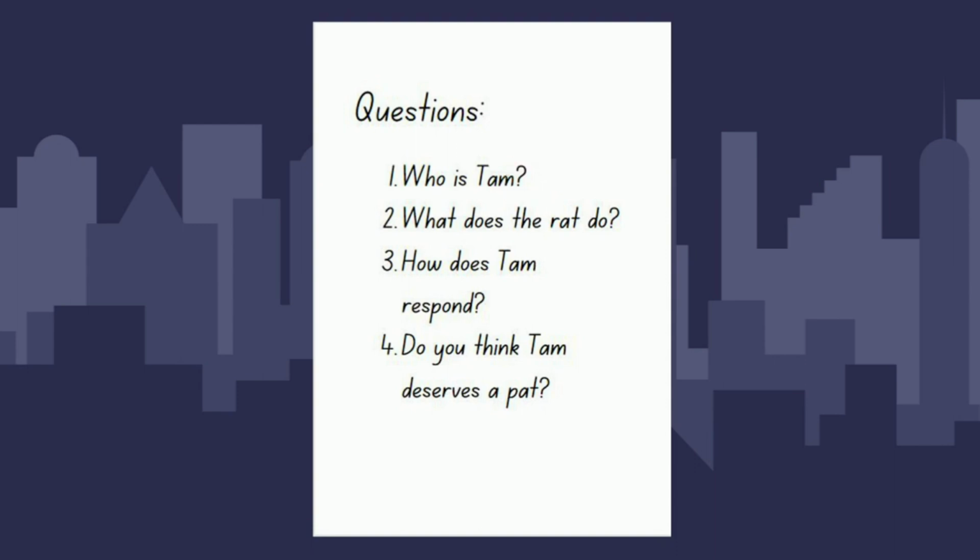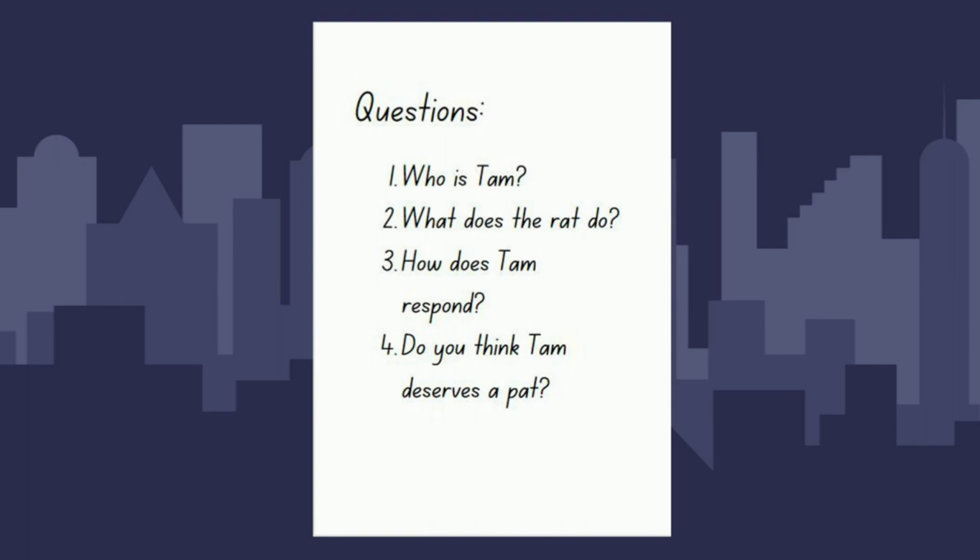And moving down the page, we see a number 2, which tells us that this is the second question. The question is, what does the rat do? Did you say the rat spat on Tam? What a naughty rat. And again, we can see the question mark at the end of the sentence.